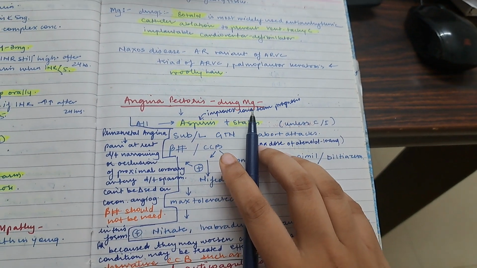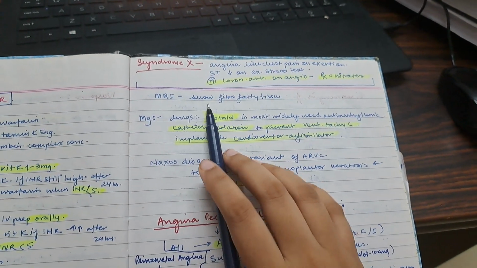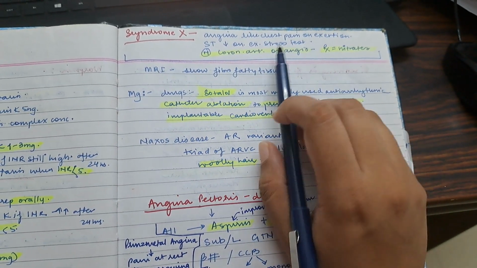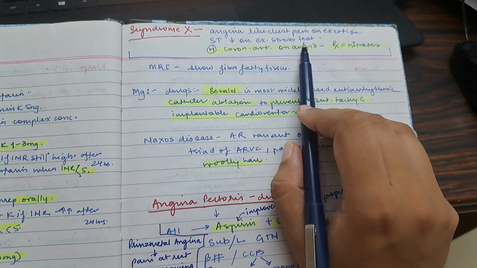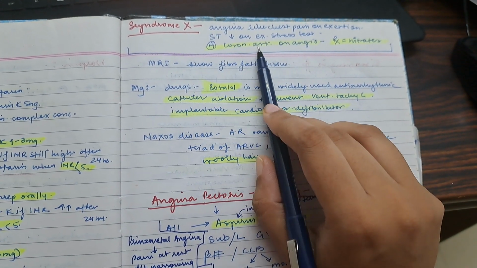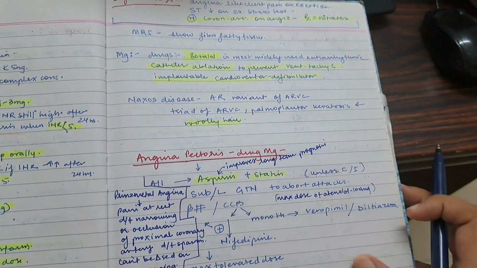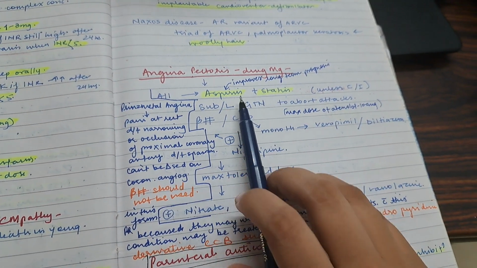Angina pectoris drug management. Okay, so syndrome X: this is angina-like chest pain on exertion. There will be ST depression on stress test, and normal coronary arteries on angiography. How will you treat? You will give nitrates. We will now see the drug management of angina pectoris.